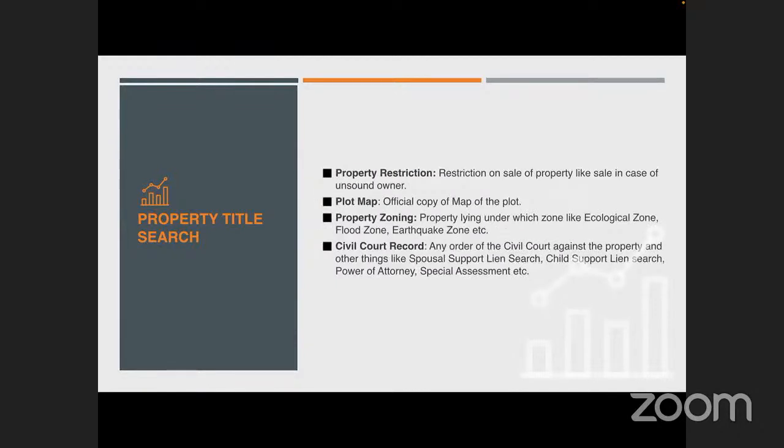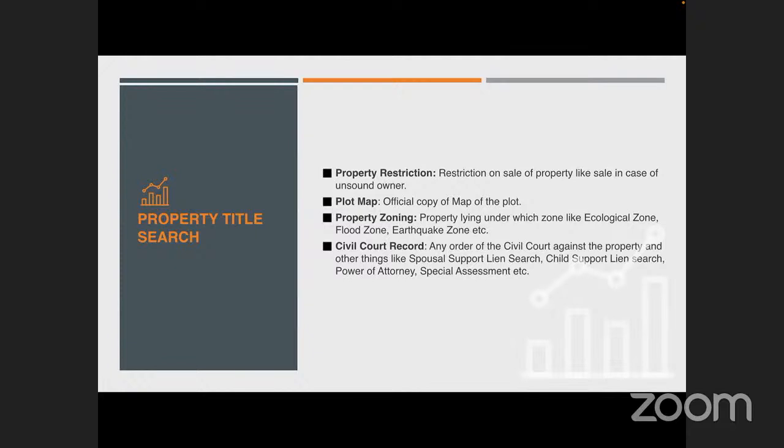And restrictions attached to it, if it's already under any court proceedings. The actual official plot map of a particular property, which area it belongs to, which district it belongs to. So that plot map is important. Property zoning, as I told you: does it belong to the industrial area? Does it belong to the flood zone? Does it belong to the ecological zone? A lot of times people sell agricultural lands as residential plots, and you can never construct a building. So property zoning is very important to understand.